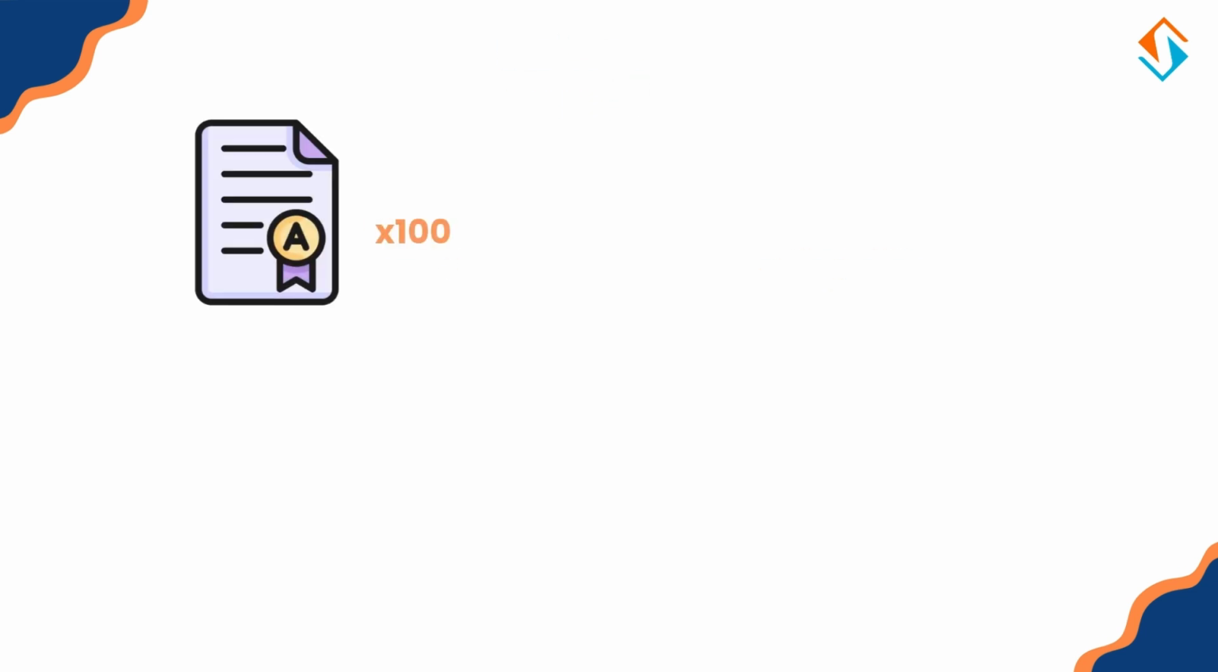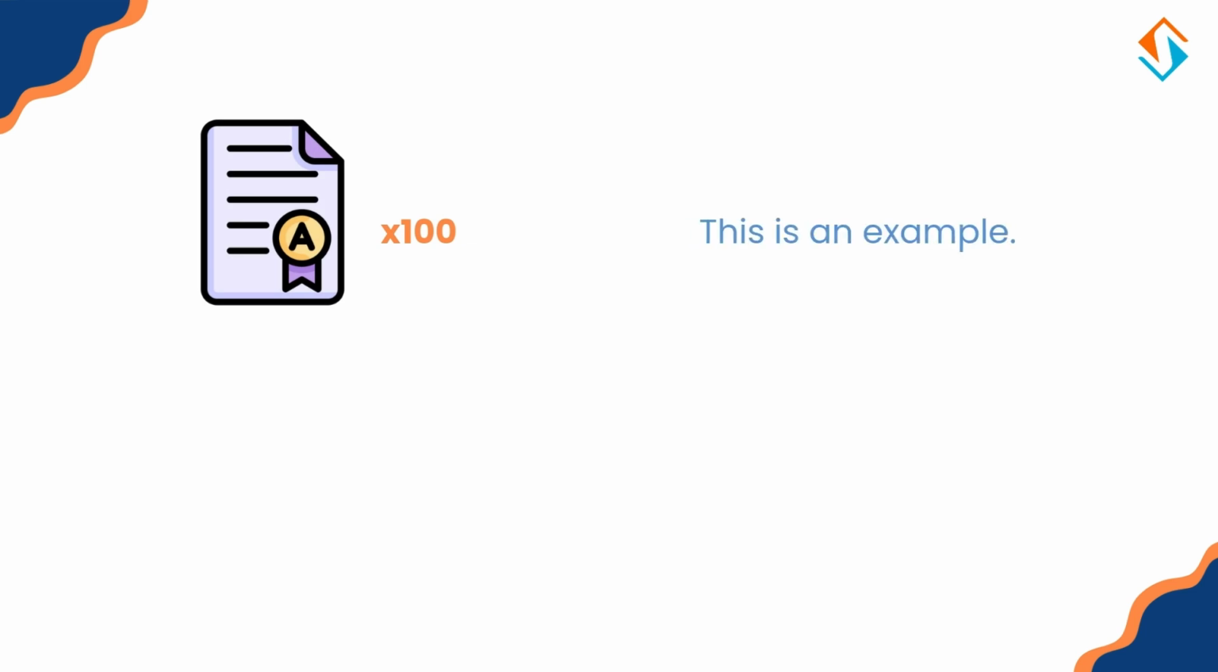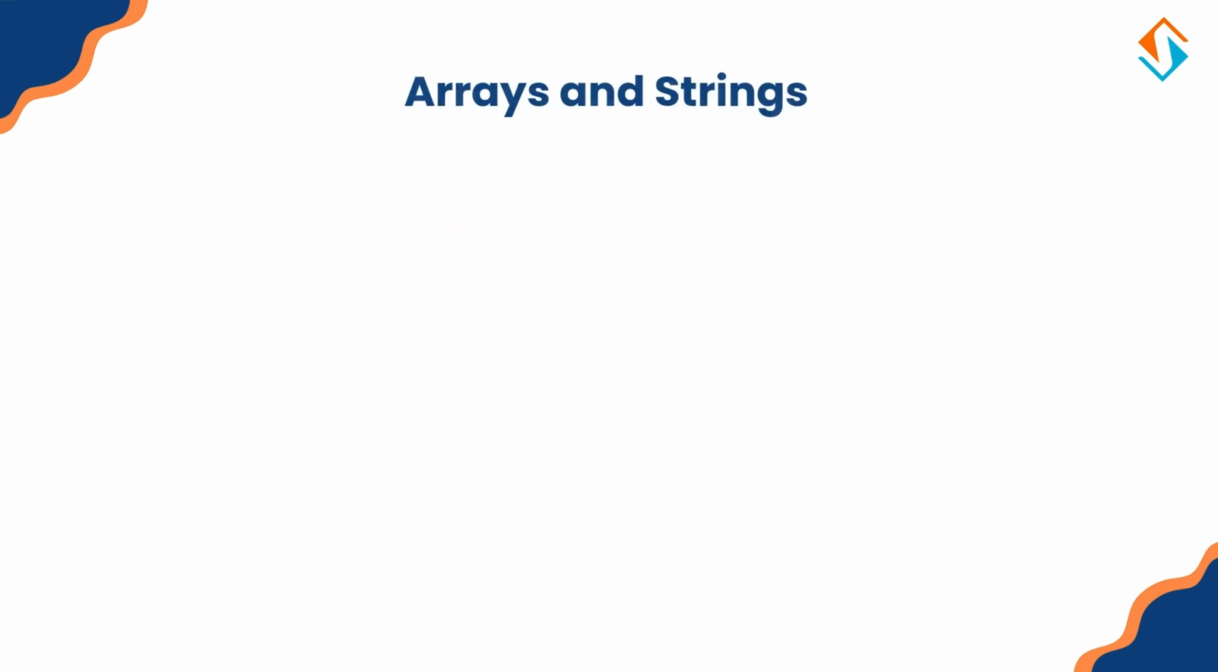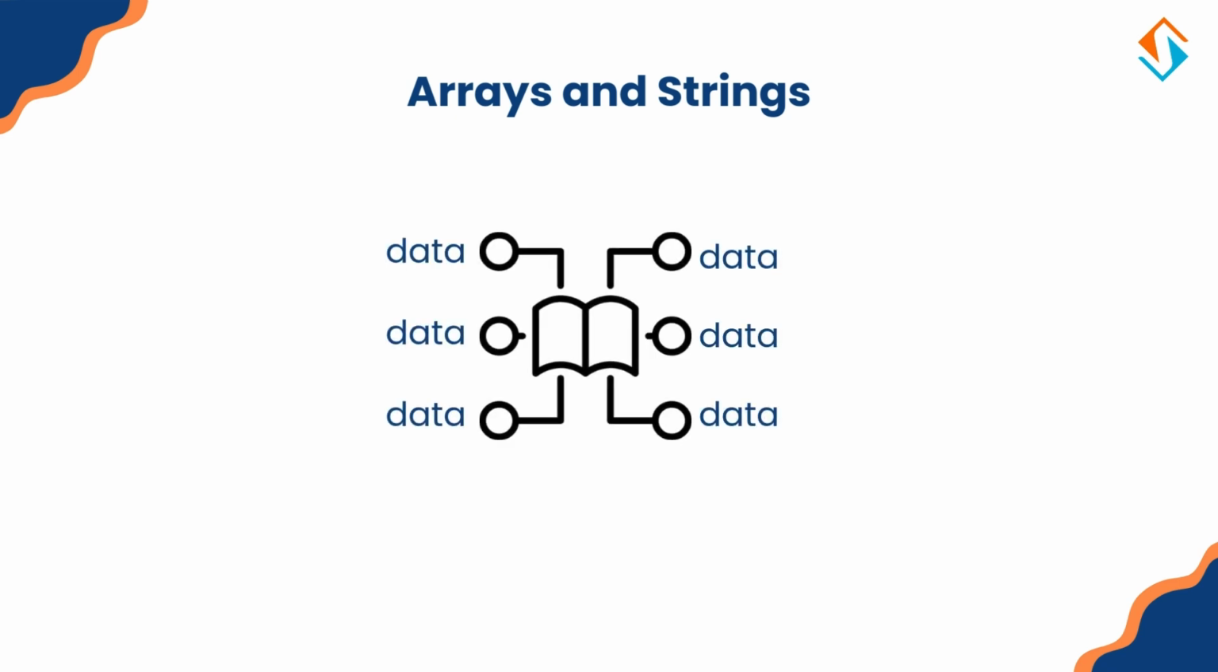Think about it. What if you wanted to store 100 test scores or process a full sentence in your program? You can't keep declaring individual variables for each piece of data. That's where arrays and strings come in. They help you group and manage data efficiently.